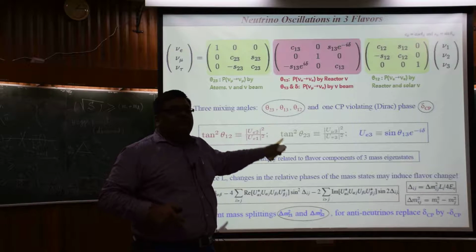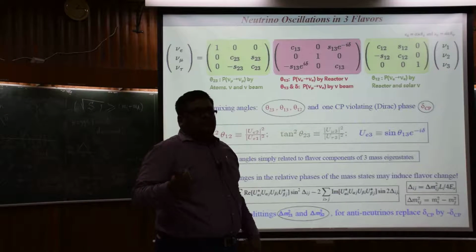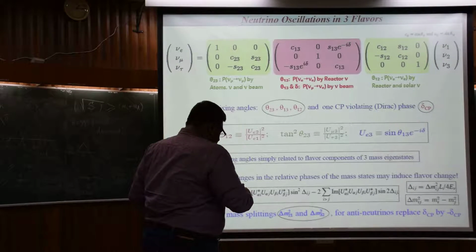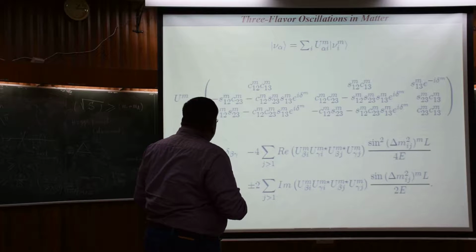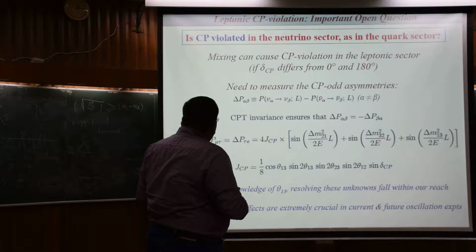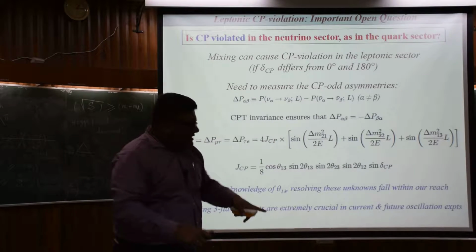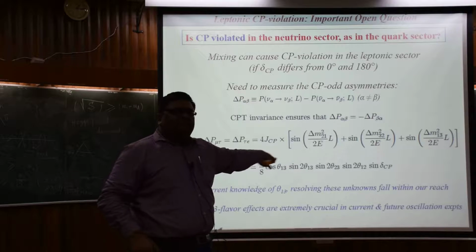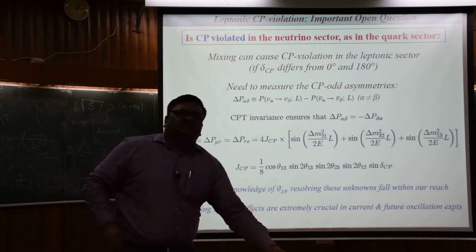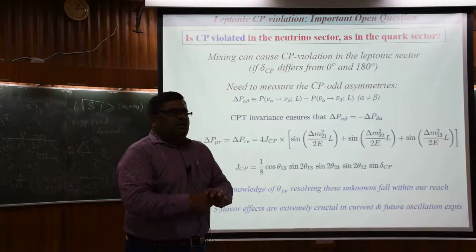And that Jarlskog invariant, at most it can flip a sign. Nothing else. This expression, this Jarlskog invariant expression that I have written, you multiply in any way, you will get this expression except some sign dependence. So in atmospheric and solar sector you cannot achieve delta CP?